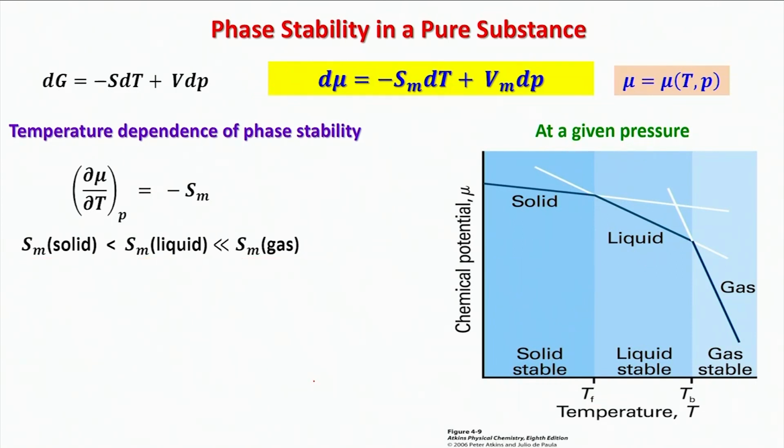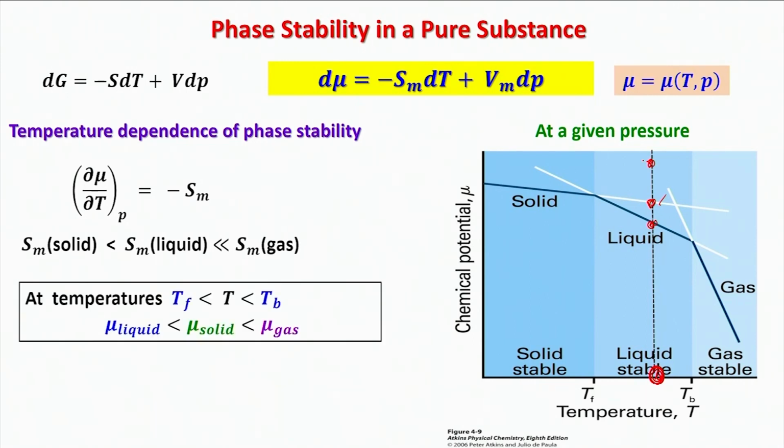Now, if I go ahead and look at the plot in the region where I am in between Tf and Tb, at this temperature as highlighted in the figure. Because of the relative slopes of the three curves that I have shown here, I understand that in this temperature range, I have mu of the liquid having the minimum value, then comes the mu of solid, and then somewhere here comes the mu of gas.